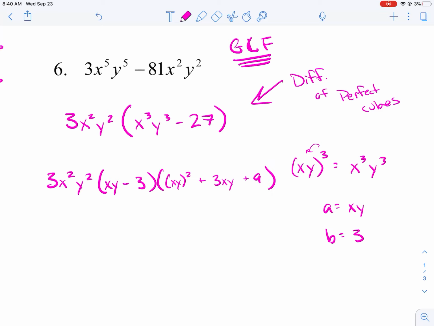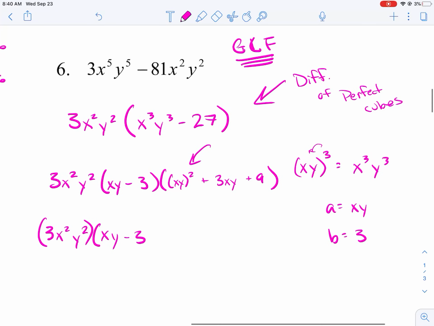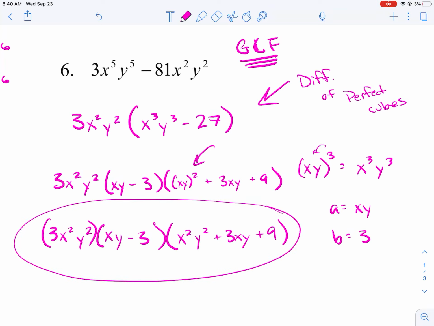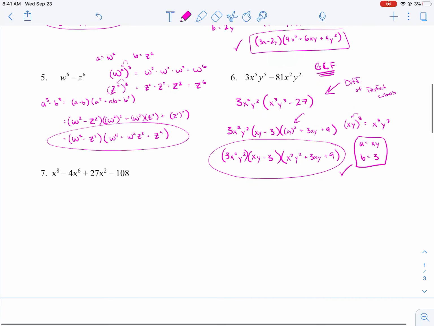And I'm going to simplify this further right here. So I'm going to go 3x squared, y squared. I'll put that in parentheses anyway. It wouldn't be wrong, but it makes things a little more organized. So there's x squared y squared, plus 3xy, plus 9. Whew! Problems are getting beastly. But as long as you can recognize what your a and b value is, and whether it's a difference or a sum of perfect cubes, you just plug it right into that formula-like expression that we have at the top of the page.